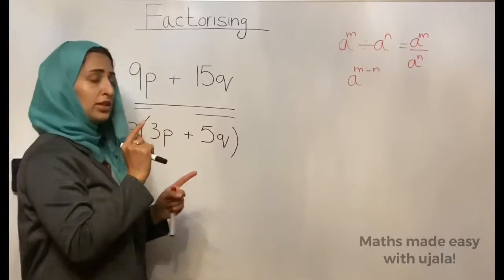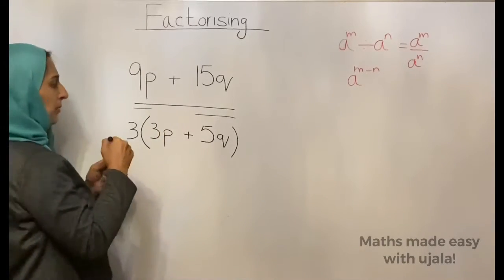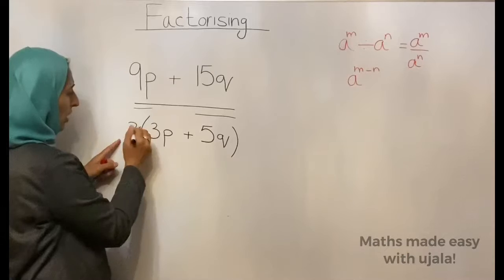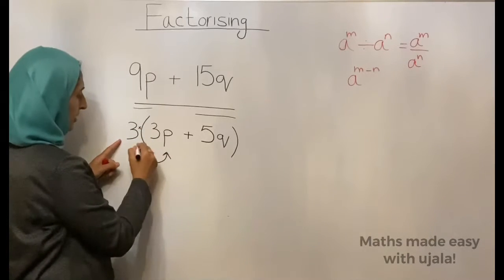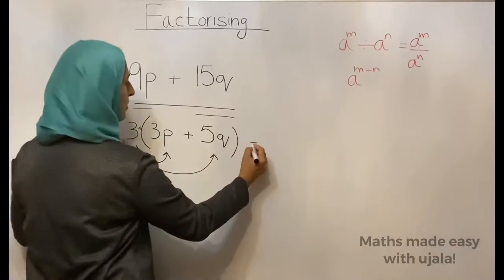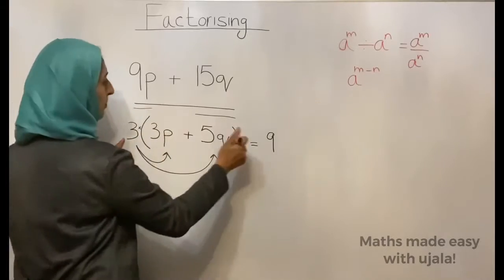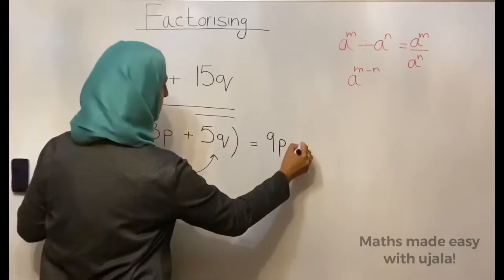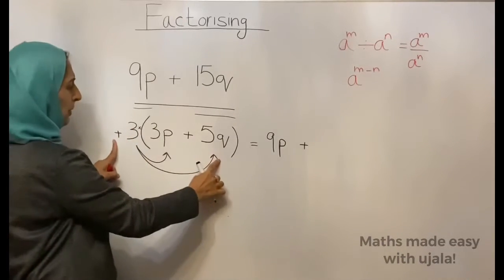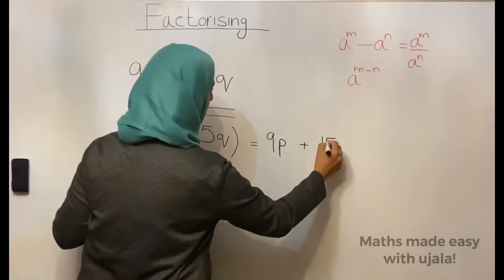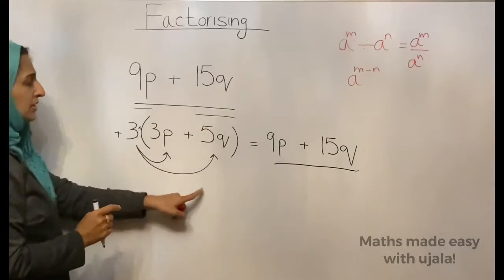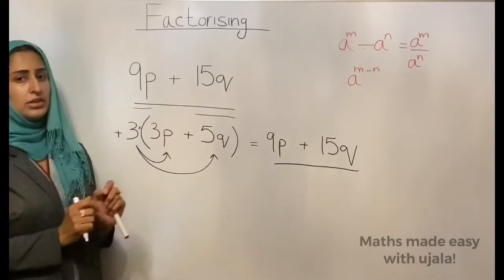So how can you check your answer? Use your previous knowledge of expanding brackets. We multiply everything outside the bracket to the inside of the bracket. So if I multiply 3 times 3, 9P, plus. Remember this rule, there's no sign, so there's a plus. So plus 3 is going to multiply by plus 5 is 15q. If the answer, when you are expanding the bracket, is exactly the same as the question, then you are doing it correctly.